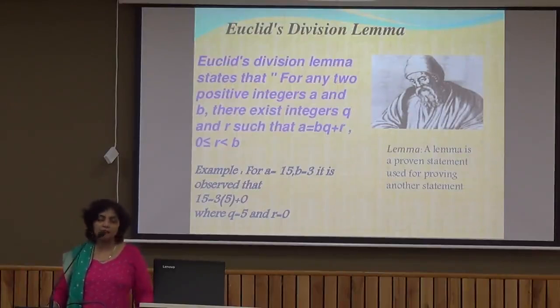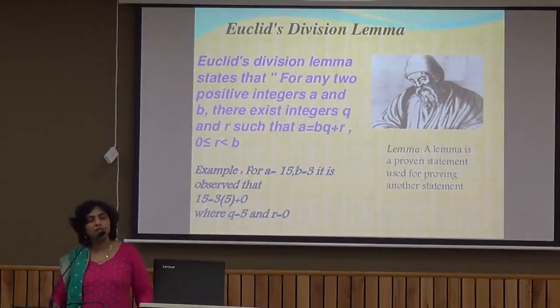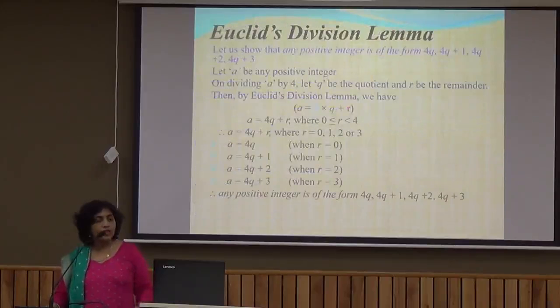So let's take an example for a is equal to 15 and b is equal to 3. So you can clearly observe that 15 is 3 into 5 plus 0. 0 is the remainder. So q is 5 and r is 0. Then let's take another example.